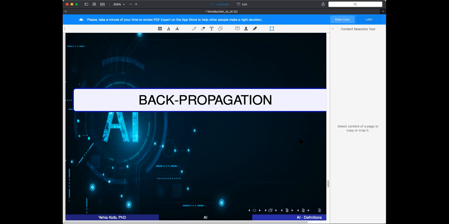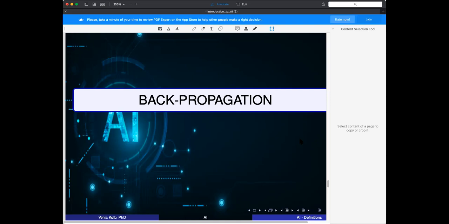Back propagation is two phases. Phase one, feed forward: inject the data and see the output. When you see the output and you know the desired output, you can determine the difference. The difference we call the error. By calculating the error, you go backward and change the values of the weights based on an equation that I will show you next time, okay?